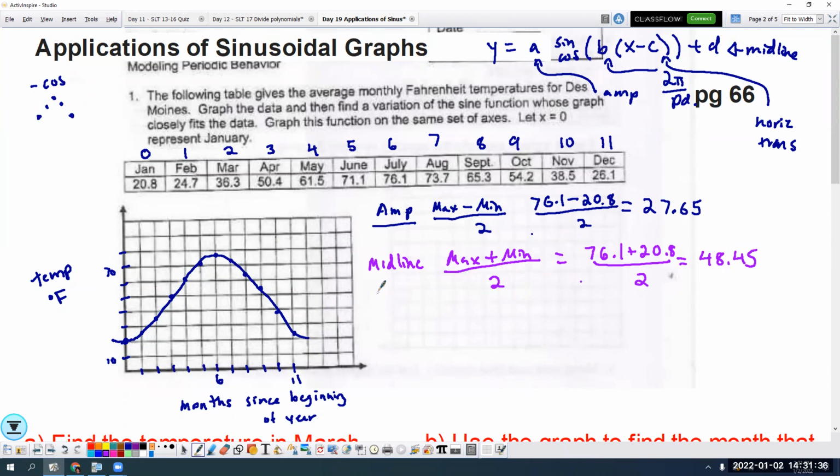For the period, I can see that it takes 11 from 0 to 11. This is going to be 1 period. So B is going to be 2 pi divided by 1 period, which is 11. And I'm just going to leave it like that. There's really no reason to make that anything else.